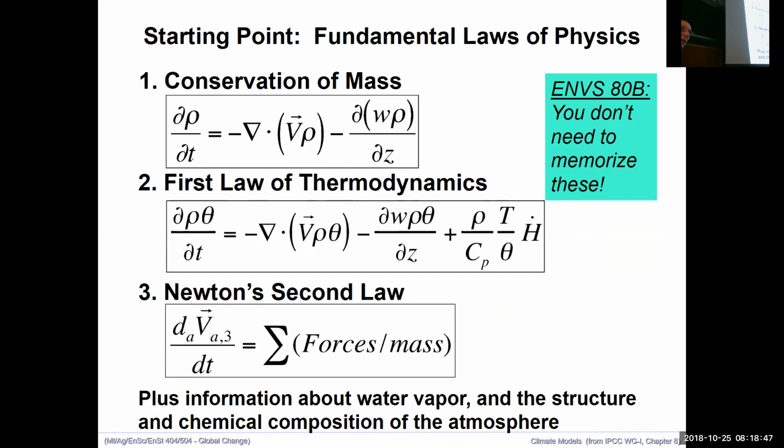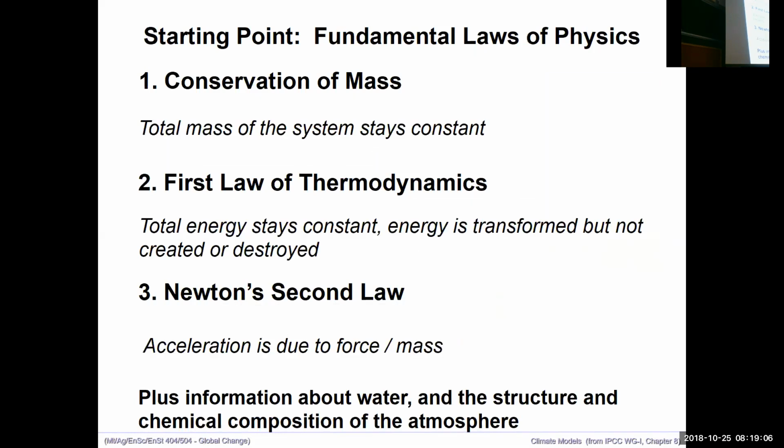So they divide the earth up into a whole bunch of grid cells, which means basically boxes. Each box is described by these laws of physics plus the information we have about water vapor and how the atmosphere is structured and operates. Now, as a reminder, conservation of mass means that the total mass of the system stays constant. In this case, that means the global climate system, the atmosphere and its interactions with the ocean and land surface.